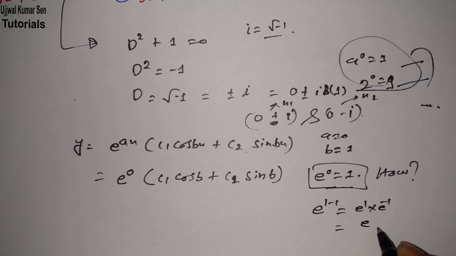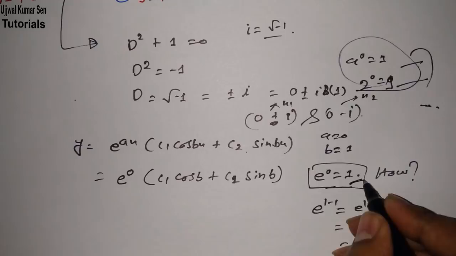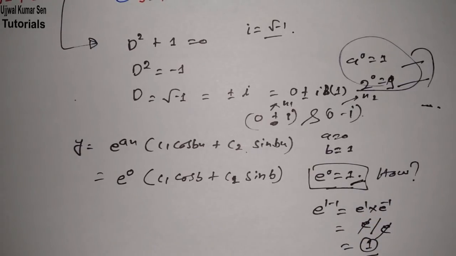So e to the power 1 means e, and e to the power minus 1 means the reciprocal of it. So e cancels, and what we get is 1. That's why I am saying any constant to the power 0 equals 1. The same thing you can apply to anything: a to the power 0 equals 1, a minus 1, just like 2 to the power 0 equals 1, 2 minus 1, therefore 2 by 2 is equal to 1. So this is applicable to anything which is constant.